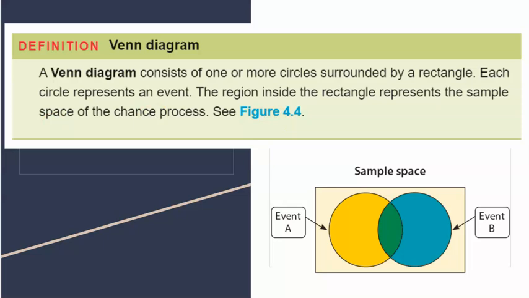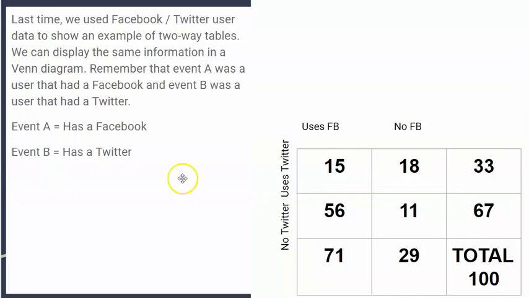So, how are we going to apply this to what we already know with the two-way tables? Well, let me show you what we did last time. If you don't remember this, here's a nice little refresher. You may want to have this out for your last notes also. Last time we talked about Facebook and Twitter users as a way to talk about two-way tables. So we can explain the same information. Remember that A was about Facebook users and B was about Twitter users.